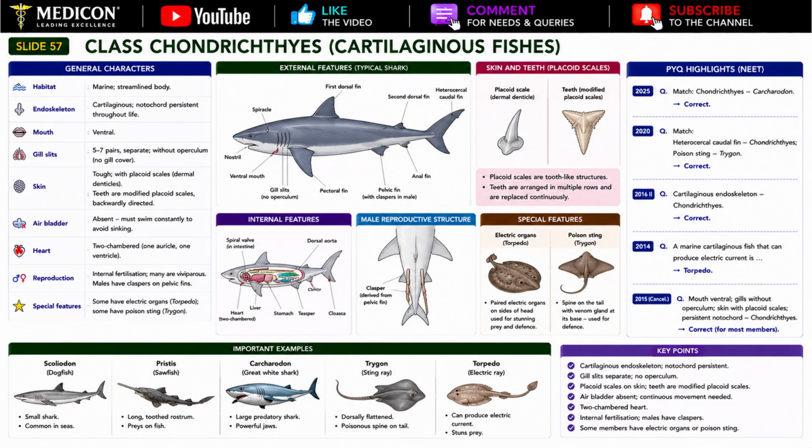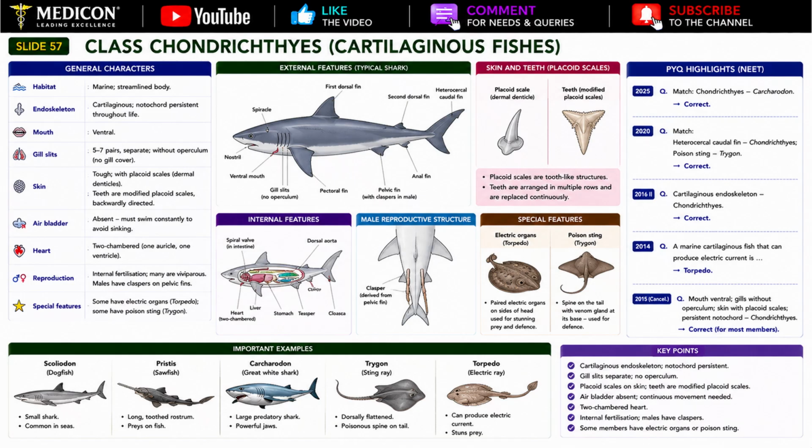Reproduction is by internal fertilization. Many are viviparous. Males have claspers on the pelvic fins that act as a penis. Special features: some have electric organs like Torpedo and some have a poisonous sting like Trygon. You can see the diagram there. The skin and teeth, the placoid scales, can also be seen. The placoid scales are tooth-like structures. You can see the internal features, the male reproductive structure, the special features of the Torpedo and the poison sting, that is Trygon, can also be seen here.